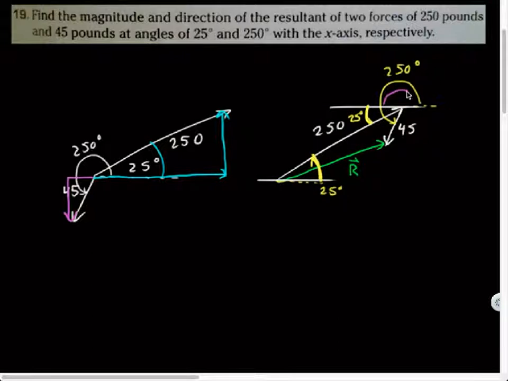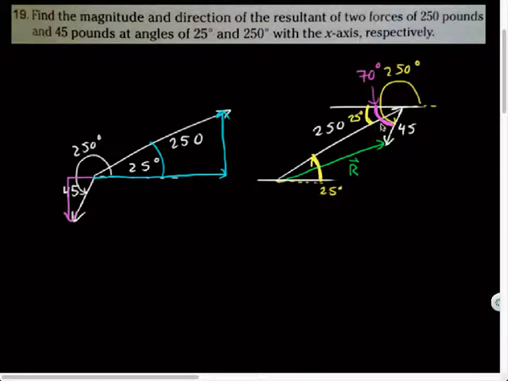Now, so here's 180 degrees, right? Correct? What is this angle then? How could I find this angle? If this is 180 degrees, the whole thing's 250. So that's 70, right?